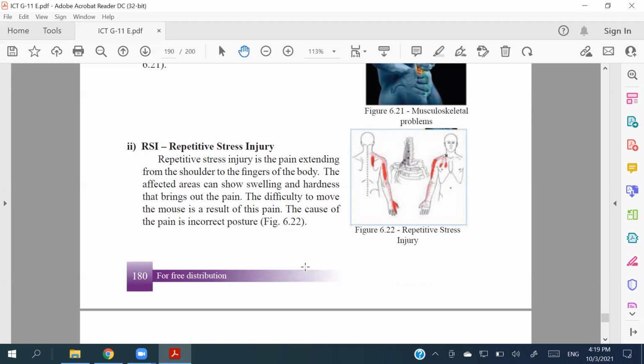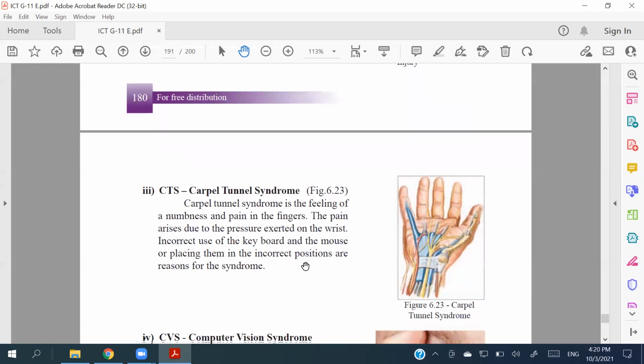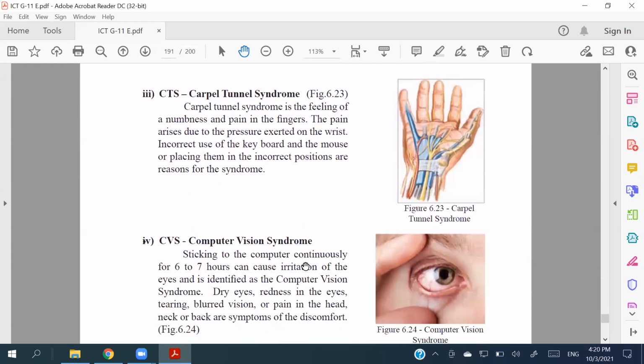So it's due to incorrect posture, sitting wrongly, right? And this was the one I was talking about myself, the carpal tunnel syndrome. So it hurts.